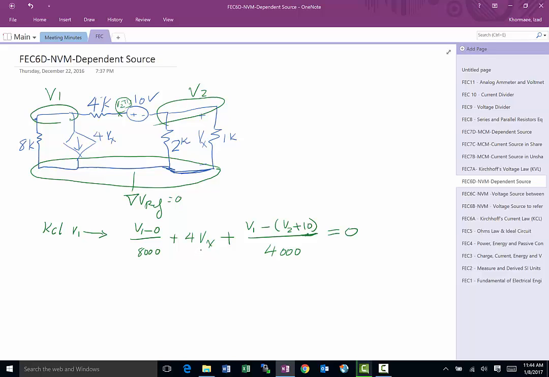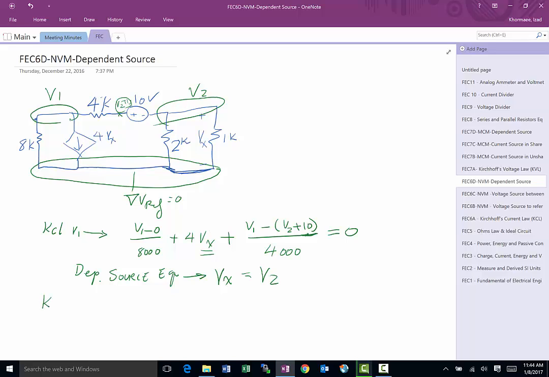The only issue is that we introduced this Vx, and our challenge is to see if we can write Vx in terms of one of the variables we have, which is V1 or V2, and fortunately we are able to do that. This is referred to as the dependent source equation. In this particular case, Vx is basically the same as V2, so this was not too bad: Vx equals V2. Now we introduced an extra variable, but we got an extra equation to go with it, so all is good.